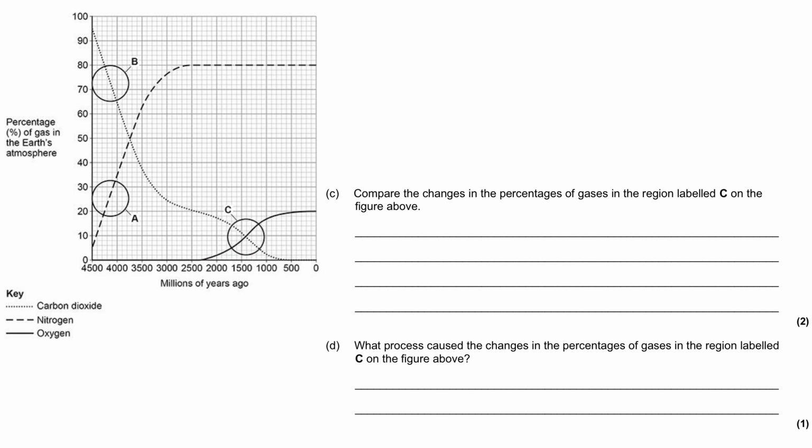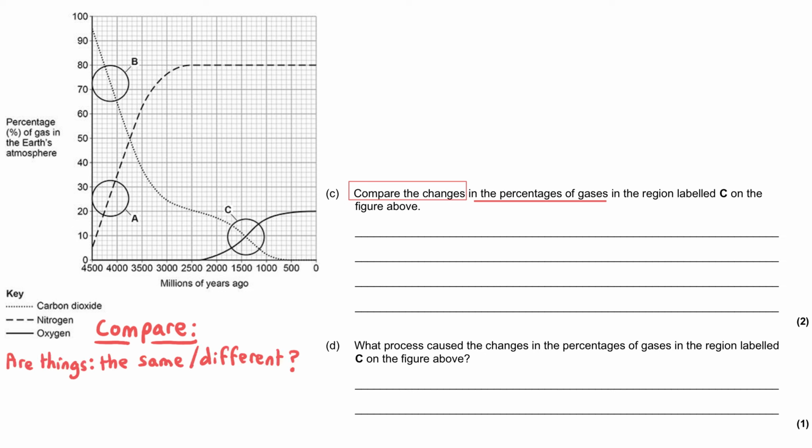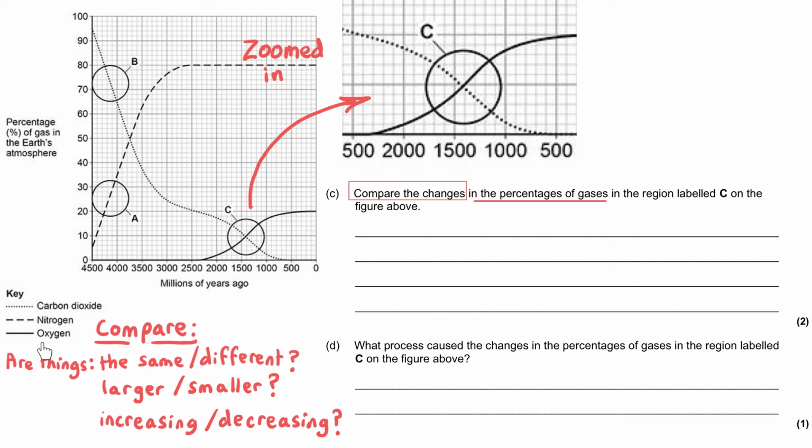Next, we're asked to compare the changes in the percentages of the gases in the region labelled C in the figure above. So this is just a little bit less than 1.5 billion years ago. And so when you're asked to do a comparison, you need to say whether things are the same or whether they're different, and if they're different, which one's bigger, which one's increasing, which one's decreasing, etc. And so on this occasion, we're comparing the oxygen line, that's the solid line, to the carbon dioxide line, which is the dotted line. And what we can see is that the oxygen line is going up as we get closer to present day, and the carbon dioxide line is going down the closer we get to present day.